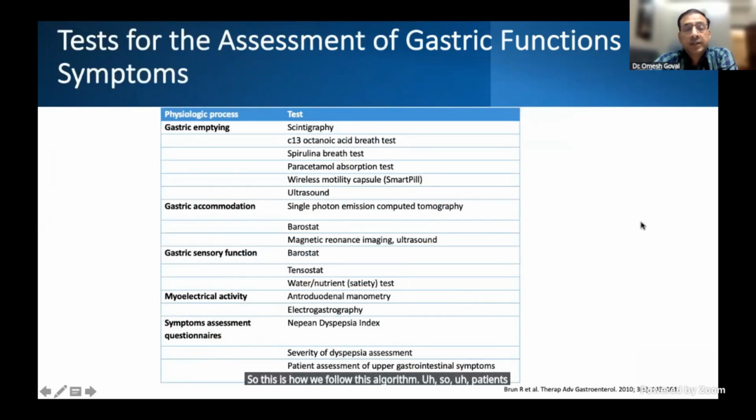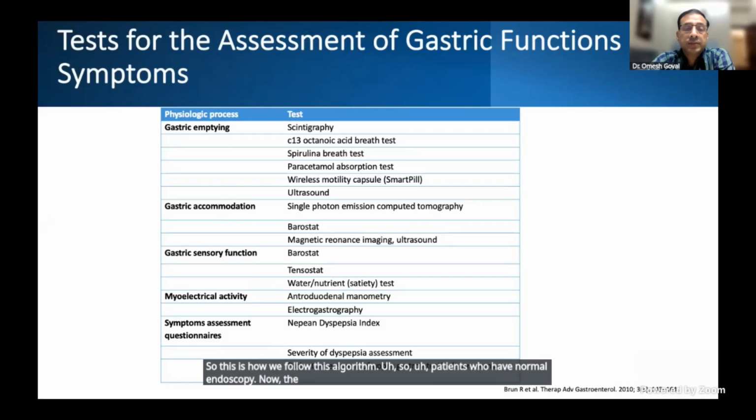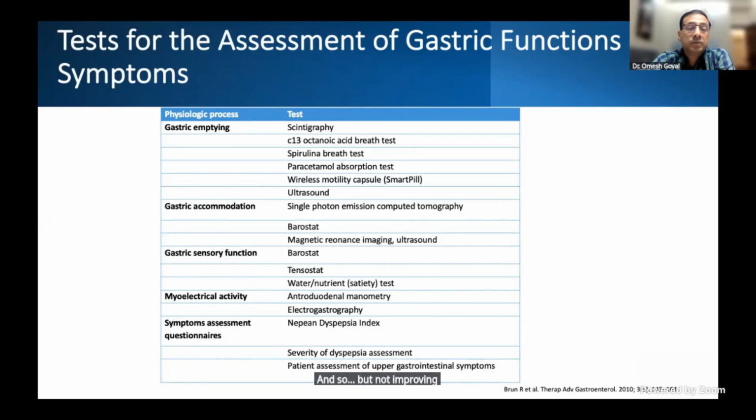Patients who have a normal endoscopy: now the question is, a patient is on PPIs but not improving, and endoscopy is normal. How to proceed? This is the second aspect. Now we should study gastric functional tests. These patients might be having gastroparesis, a problem in gastric accommodation, or a problem in gastric myoelectrical activity.